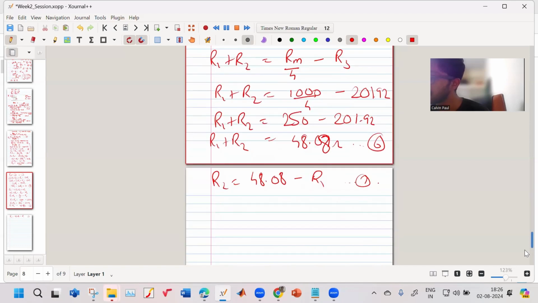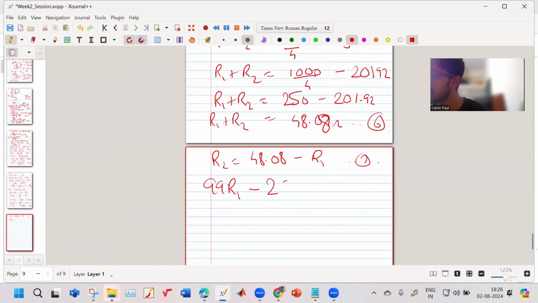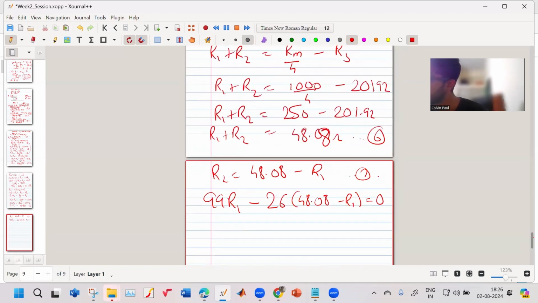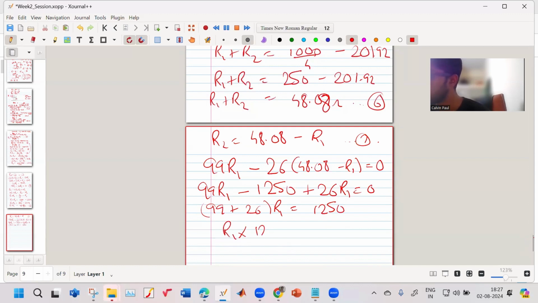So we write 99 R1 minus 26 R2, we write it as 48.08 minus R1, is equal to 0, right? So we have 99 R1, and what is 26 into 48.08? It comes out to be minus 1250 plus 26 R1 is equal to 0. So we get 99 plus 26 R1 is equal to 1250. So R1 into 125 is equal to 1250. Therefore, my R1 will be equal to 10 ohm.